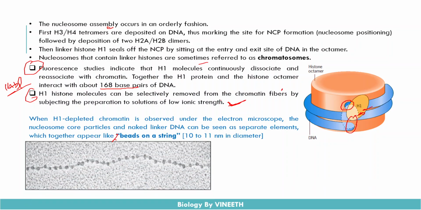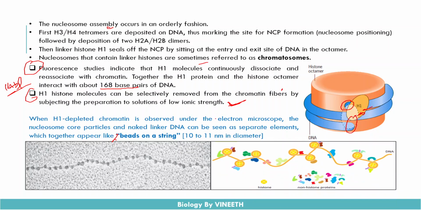And then we also have the beads on string structure. What happens if you remove the H1 histones completely from the nucleosome model? When H1 histone or linker histone depleted chromatin is observed under the electron microscope, it will be observed as beads on a string. That means a string containing knots in between. These knots on the string are often referred to as beads on a string. The same kind of structure is observed under the microscope when you deplete the histone levels completely. So this is called the beads on string structure.